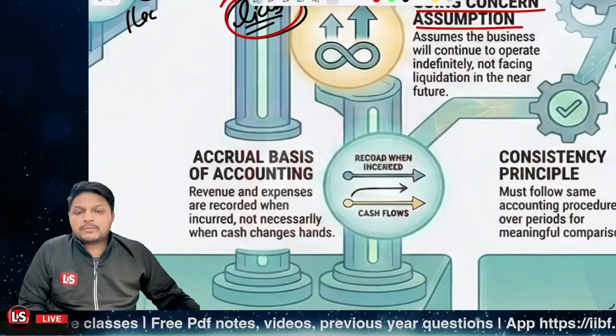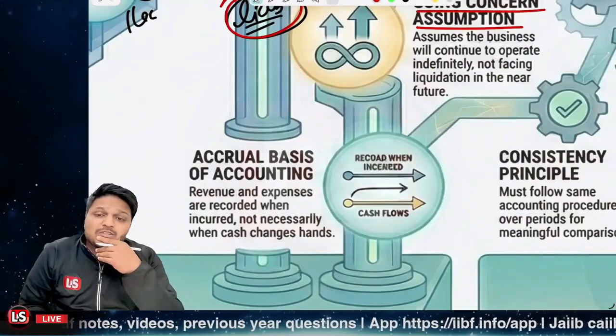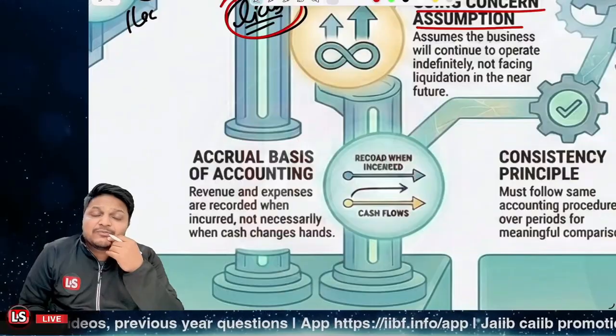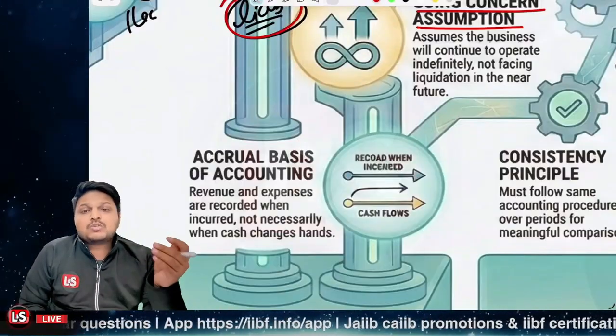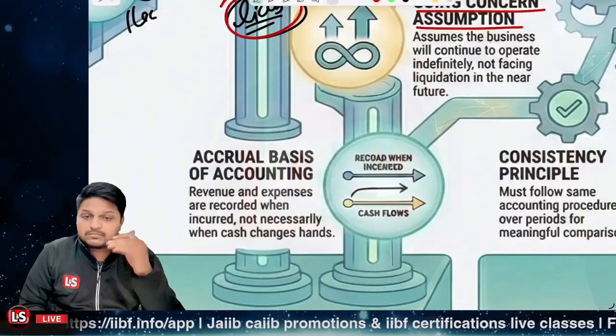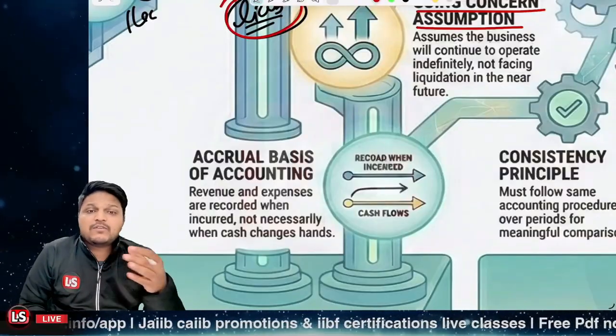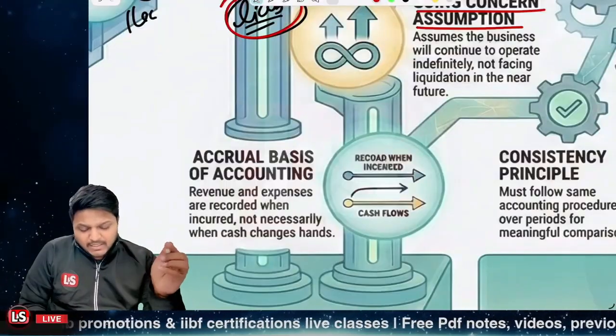Further, it's related to the accrual basis of accounting. Accrual basis of accounting says that whatever the revenues and whatever the expenditures are, those are to be recorded in the periods in which they have actually been incurred, not related to when you have received or paid or spent the cash or cash equivalent.